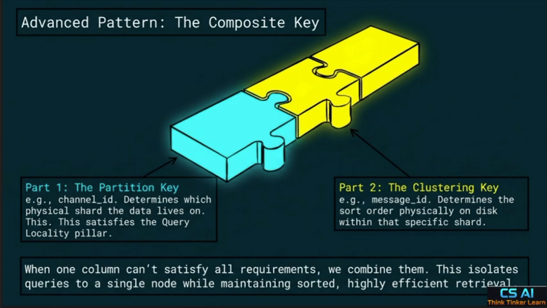Advanced patterns often require a composite key. We split the key into two parts. The partition key determines which physical node the data lives on to satisfy locality. The clustering key determines the sort order physically on the disk within that shard. This allows you to isolate queries to a single node while still maintaining highly efficient sorted retrieval.